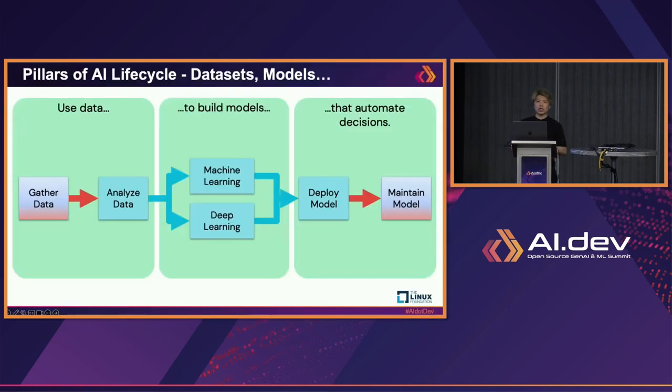So in ML workflows, at a high level, we have different phases. From the data phase, where you have teams that need to go get the data and analyze the data, to the data science team, who need to do machine learning, deep learning, and create the models. And finally, we have the operations team to deploy the model and maintain the model.